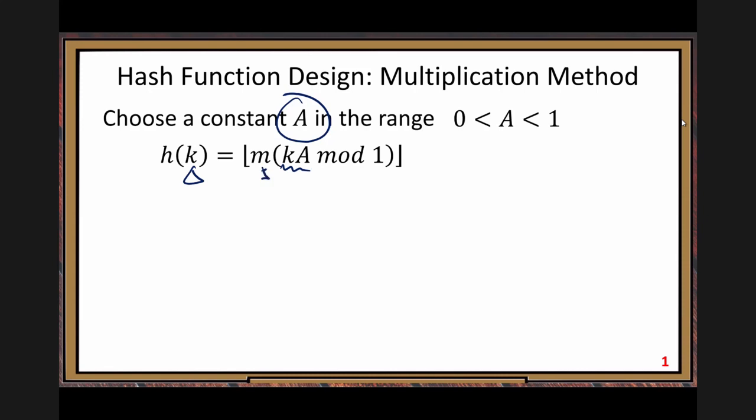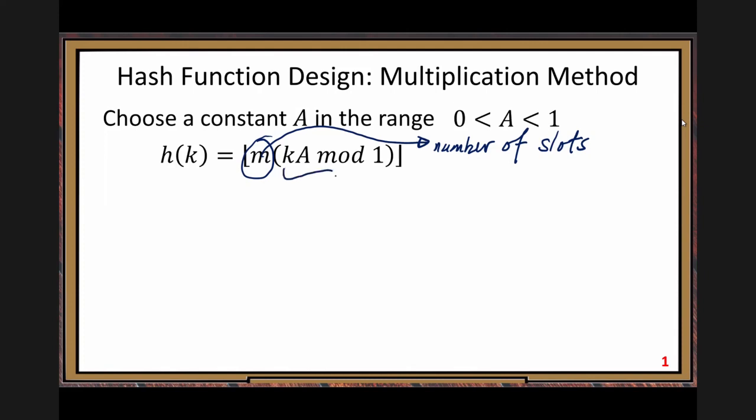Then we multiply by the number of slots. M is the number of slots, right? This M could be any number. We do not require it to be a prime number or not. Not necessary. Any number, even 100. If you have 100 slots, you just use 100. Then we use M to multiply that fractional number.